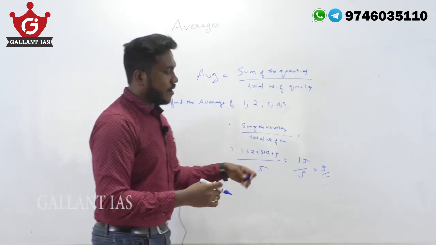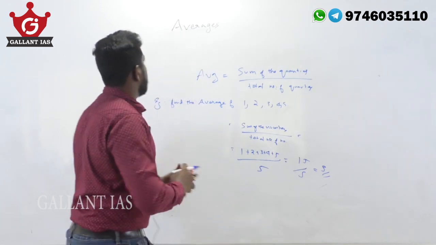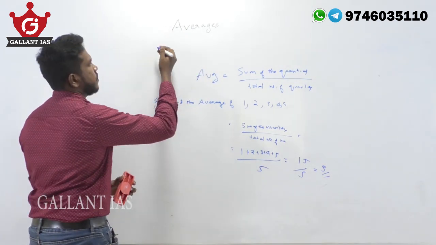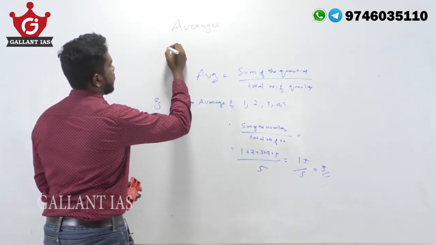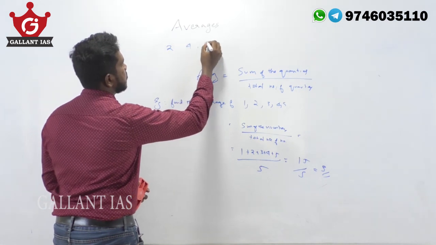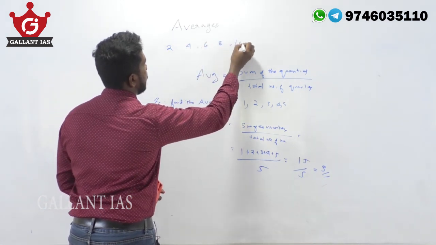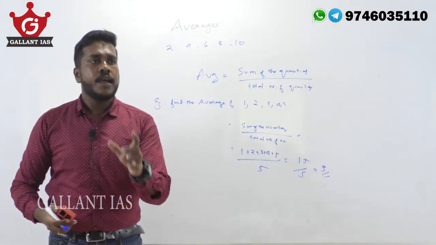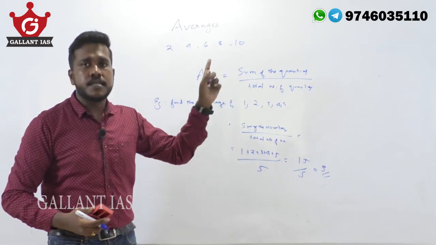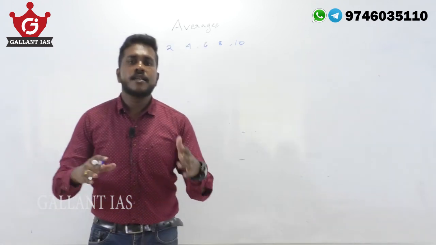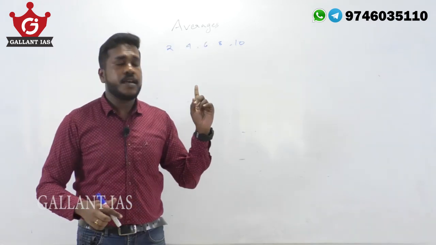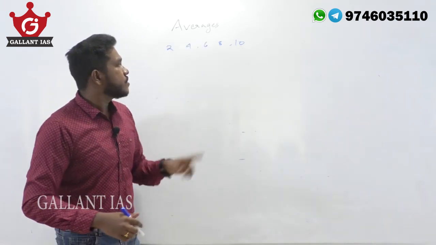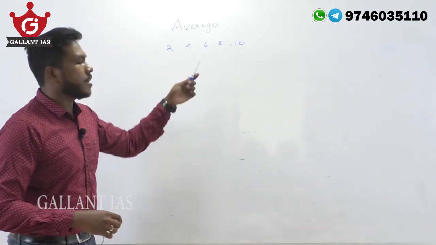Now I will give you another question. Try to solve this question: find the average of 2, 4, 6, 8, 10. Just pause the video and try to find the average of this set of numbers. I think you have found the average for this set of numbers, right?